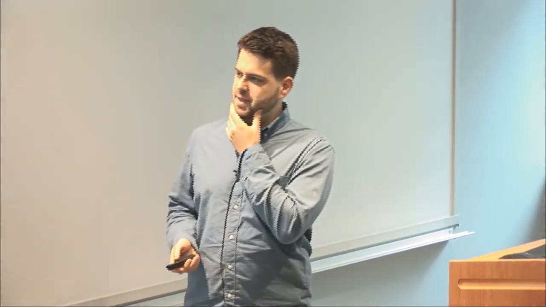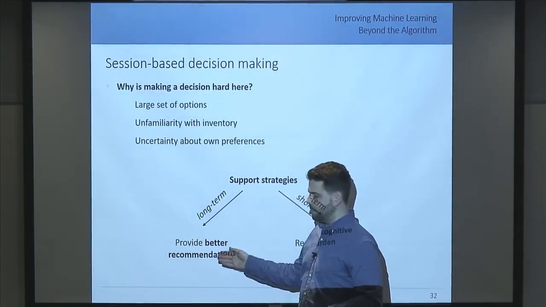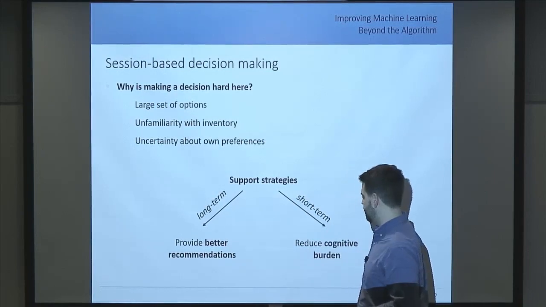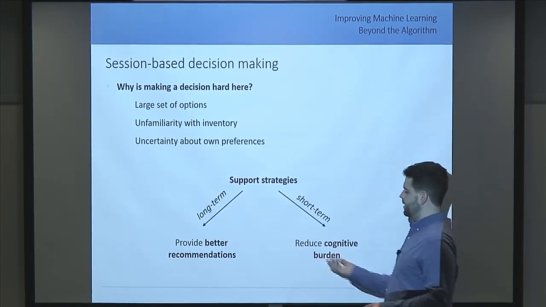Our starting point here was really to think about how we could support users to drive feedback generation. Obviously, in the long term, we want to provide better recommendations. But for that, we need the improved feedback first. In the short term, we can think about how to reduce cognitive burden. I'll come back to that in a second.